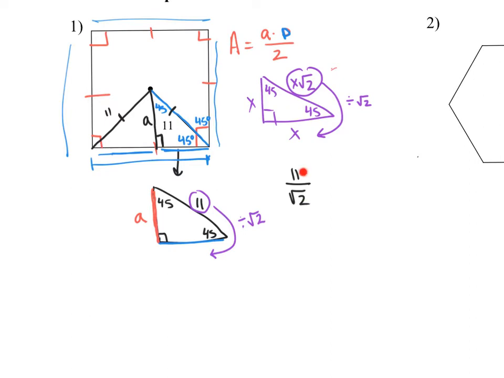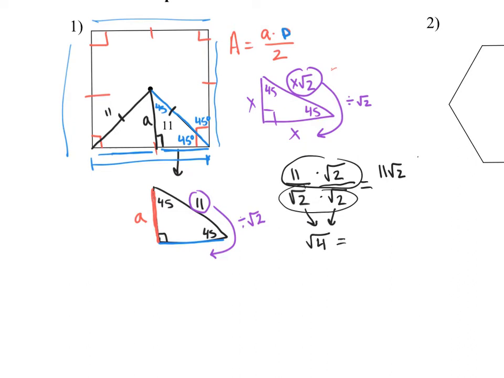Remember, these are not the same type of number, so we cannot divide 11 by root 2. Instead, let's rationalize this denominator by multiplying by root 2 on both the top and the bottom. On the top, this gives me 11 root 2, and on the bottom, since they are like numbers, you are allowed to multiply them. Root 2 times root 2 is root 4, but doesn't square root of 4 just equal 2? Oh, bingo. So now we have our side length. It's 11 root 2 divided by 2. That would be the blue line as well as the red line.